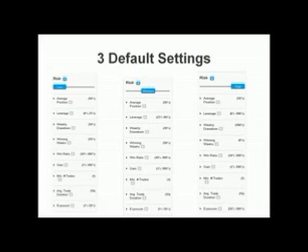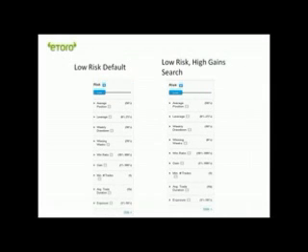In this case, for example, we looked at low risk, high gains. So people are taking that at lower risk and then are trying to, obviously, get higher gains. These here, what we can see on the screen now, those are the 3 default search criteria. So you've got low, medium, and high. You can see there's a few things that are different, and those are the parameters that we change in order to get a different output based on our risk averseness.